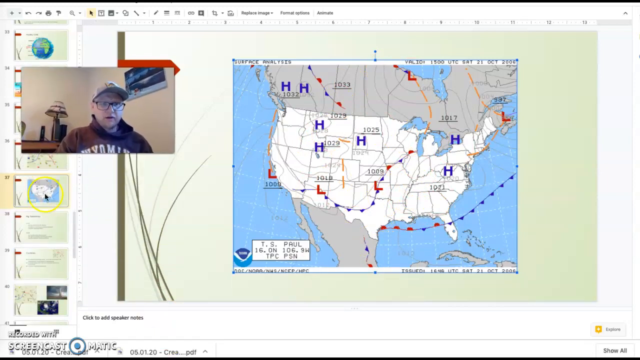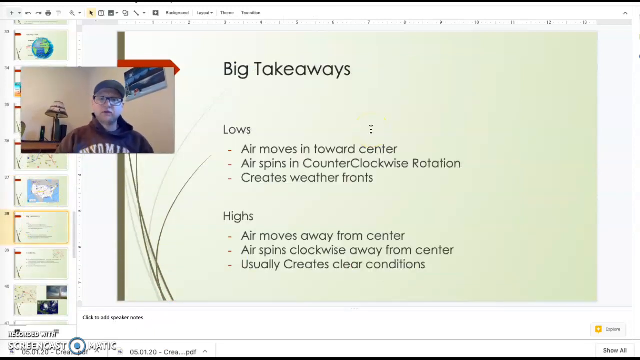So here are a couple of big takeaways. For lows, air moves in towards the center and spins counterclockwise and creates weather fronts. Highs, the air moves away from the center and spins clockwise away from the center and usually creates clear conditions because the air is not rising, it's sinking. Okay?